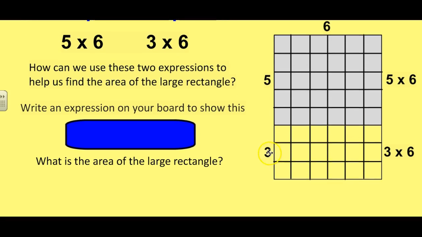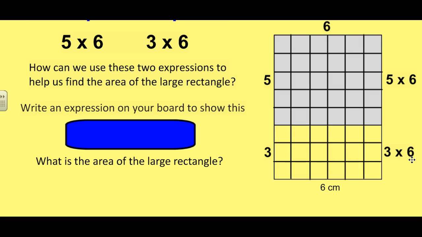Okay, so this was 3 centimeters. This one down here was 6 centimeters. And then the equation I was looking for was 3 times 6 or 6 times 3. It doesn't matter the way you put it. So we know that the shaded rectangle has an area of 5 times 6, and we know that the unshaded rectangle has an area of 3 times 6.